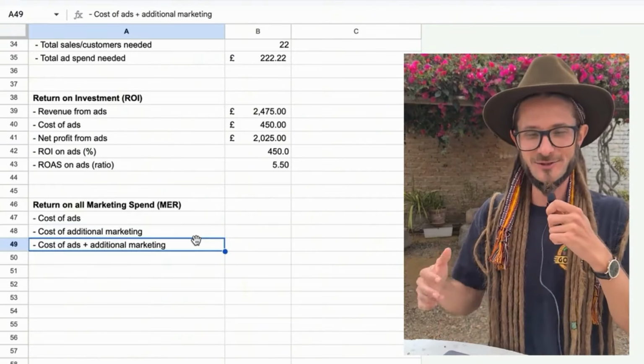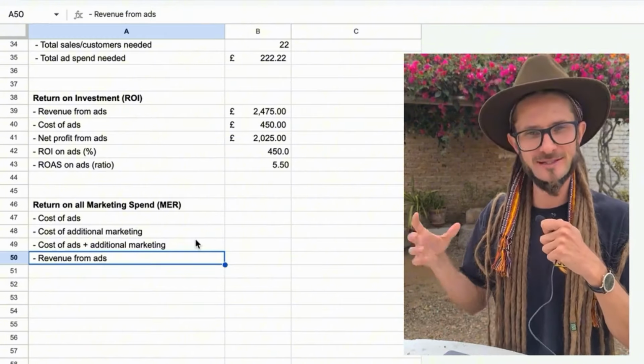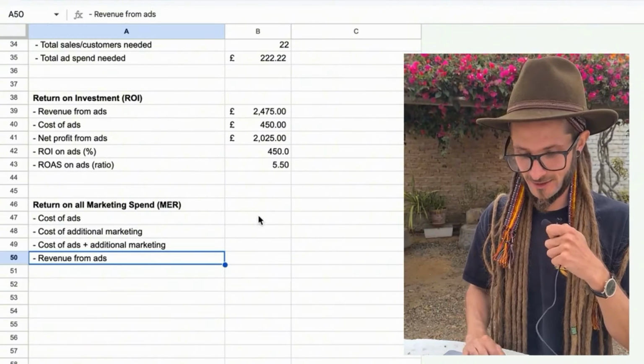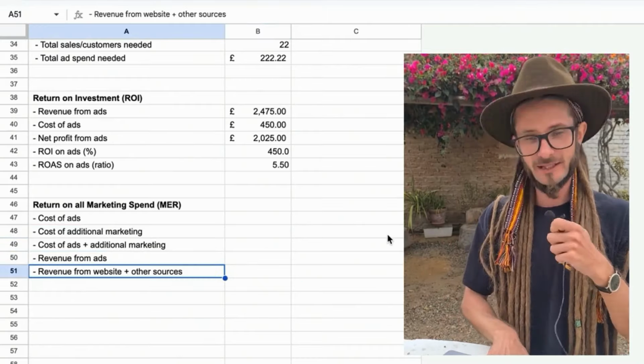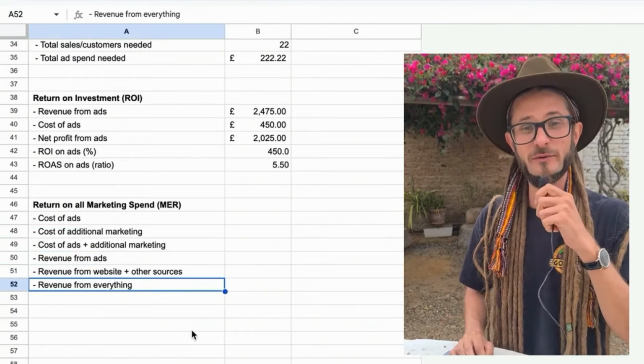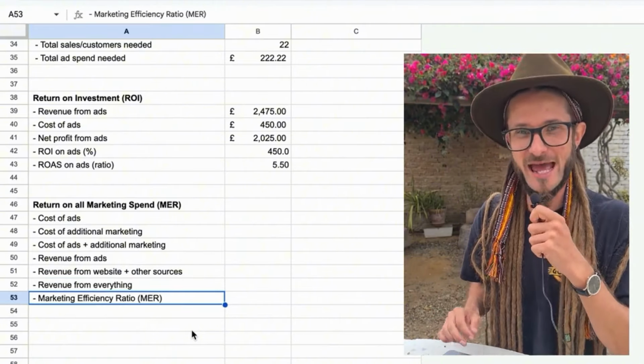The next is the cost of ads and the marketing spend. After is the revenue from ads. And again, we're pulling all this information. This is for calculating. Okay, the only thing here that we actually need to know from scratch is the cost of additional marketing. Then we've got the revenue from website and other sources. And then we've got the revenue for everything. Okay, this is calculating everything. Then we can do the marketing efficiency ratio. Super cool, guys.